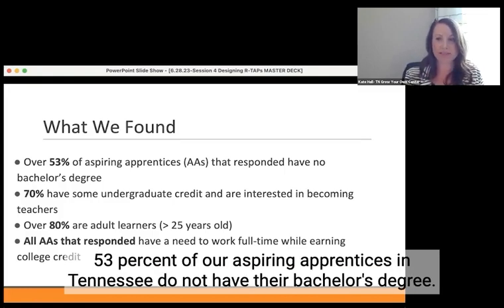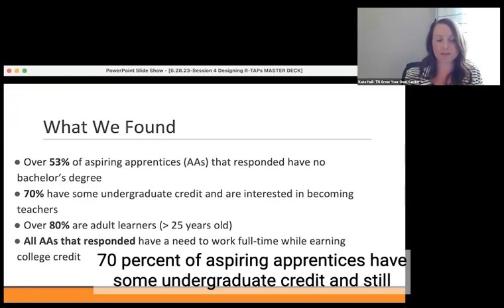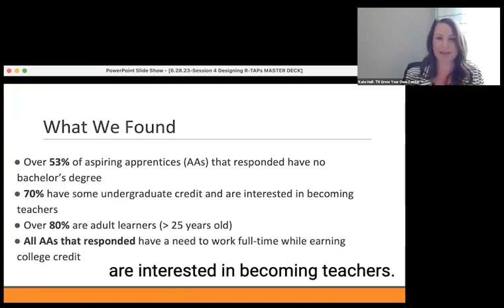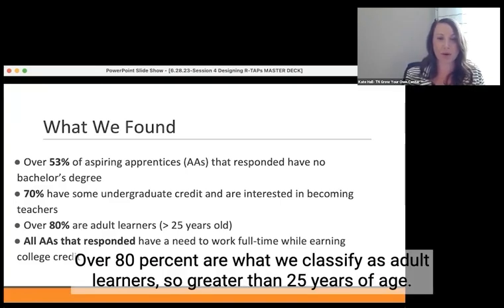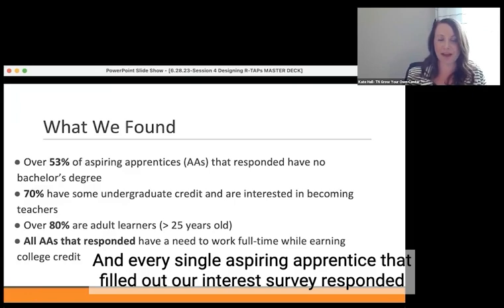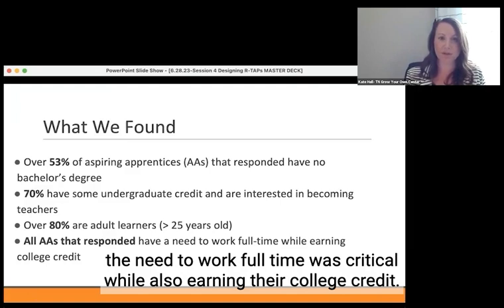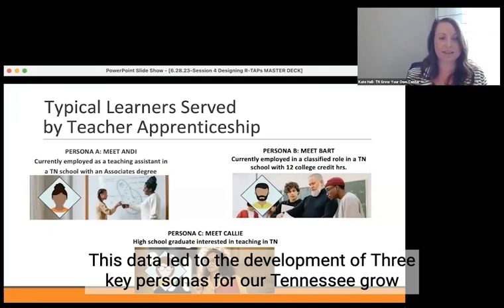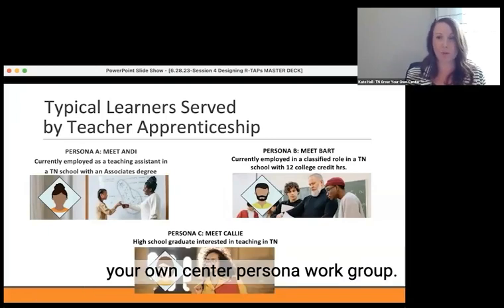53% of our aspiring apprentices in Tennessee do not have their bachelor's degree. 70% of aspiring apprentices have some undergraduate credit and still are interested in becoming teachers. Over 80% are what we classify as adult learners, so greater than 25 years of age. And every single aspiring apprentice that filled out our interest survey responded that the need to work full time was critical while also earning their college credit. This data led to the development of 3 key personas for our Tennessee Grow Your Own Center persona work group.